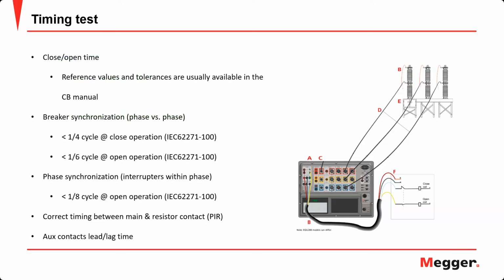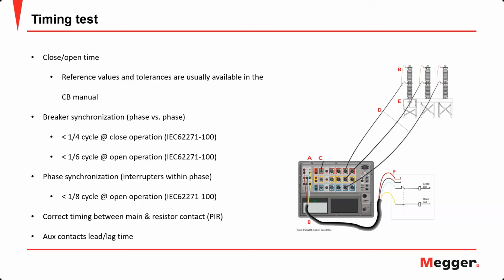As for comparing different phases together, the time difference should be less than 1/4 of a cycle for the closing operation according to the IEC standard, and 1/6 of a cycle during the opening operation. When comparing time for interrupters in the same phase, especially when dealing with extremely high voltage, you have multiple interrupters per phase. So when comparing these interrupters within the same phase, the time limit will be 1/8 of a cycle during the opening operation.